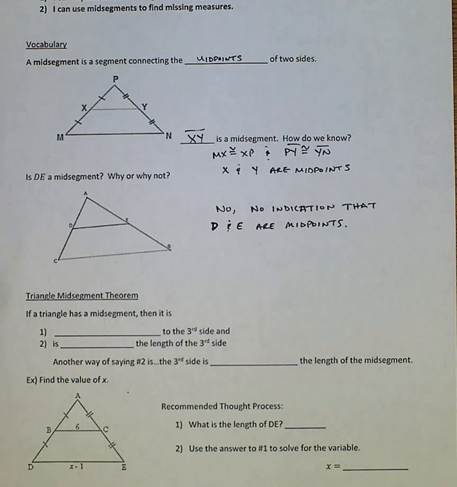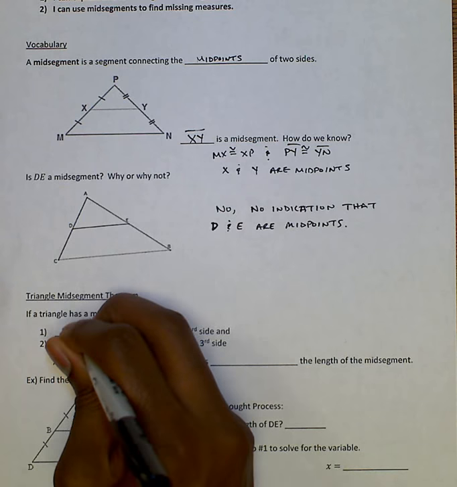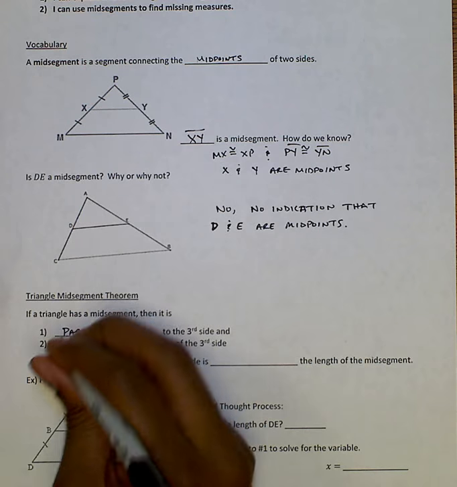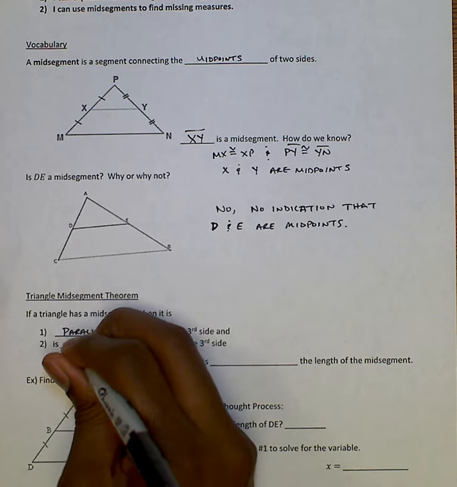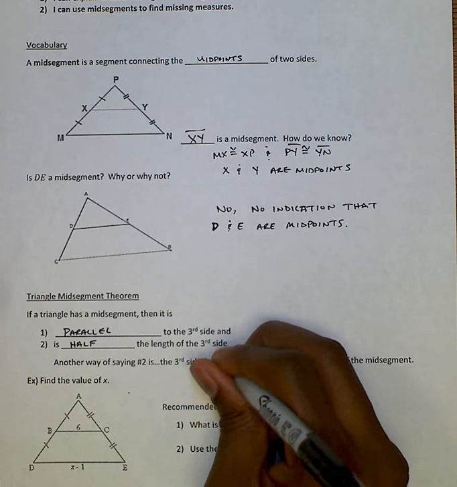Okay, the triangle midsegment theorem. Since we know what midsegments are, let's talk about their properties. The triangle midsegment theorem says if a triangle has a midsegment, then it is parallel to the third side and is half the length of the third side. Another way of saying number 2 is that the third side is double the length of the midsegment, or twice the length of the midsegment.